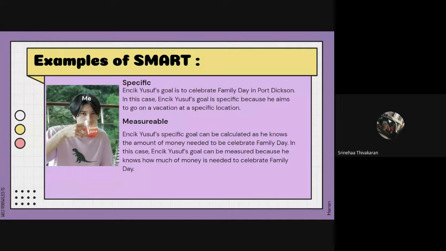So first is specific. Inche Yusuf's goal is to celebrate Family Day in Port Dickson. In this case, Inche Yusuf's goal is specific because he aims to go on a vacation at a specific location. Second is measurable. Inche Yusuf's specific goal can be calculated as he knows the amount of money needed to celebrate Family Day. In this case, his goal can be measured because he knows how much money is needed to celebrate Family Day.